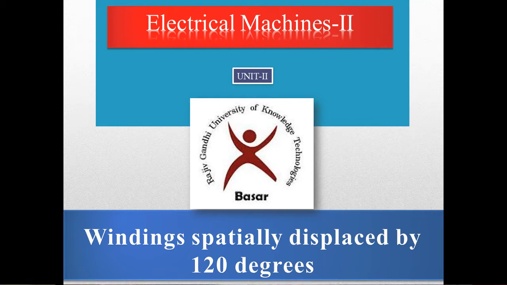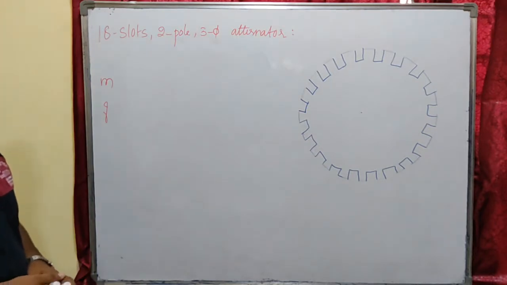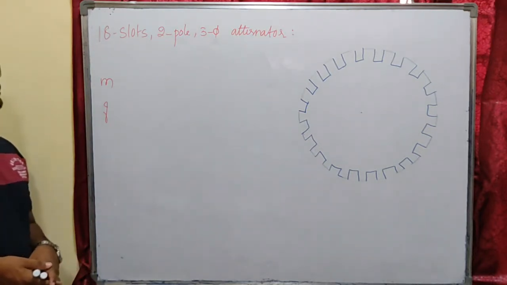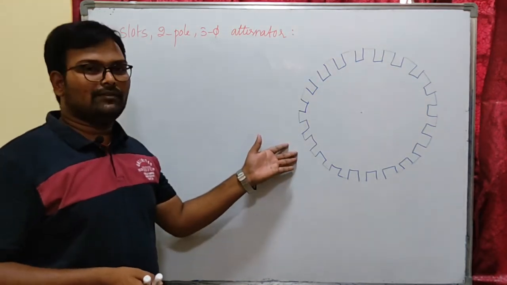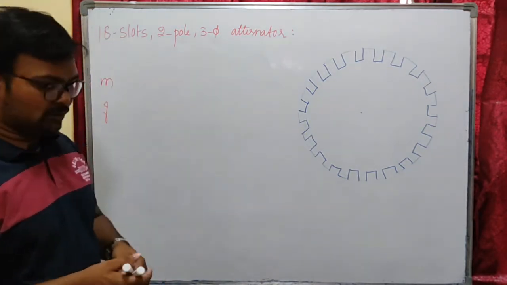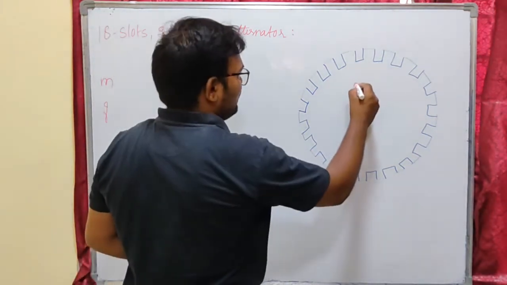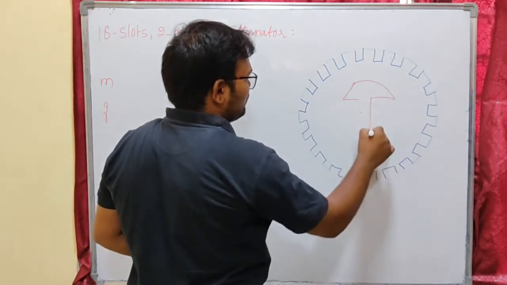So this is the concept to understand the winding of an alternator. Here I have taken a 2 pole, 3 phase alternator with 18 slots. There are 18 slots on the stator of the alternator and the number of poles is 2. That means the rotor will be excited with 2 poles.